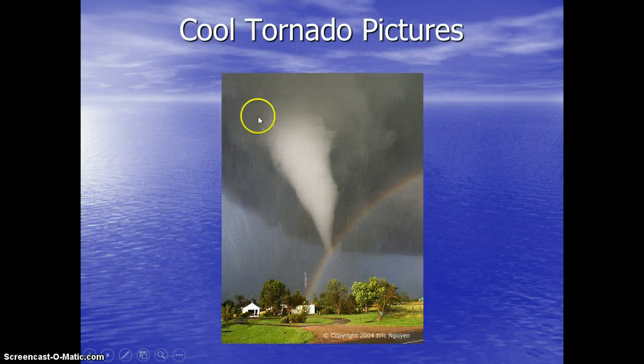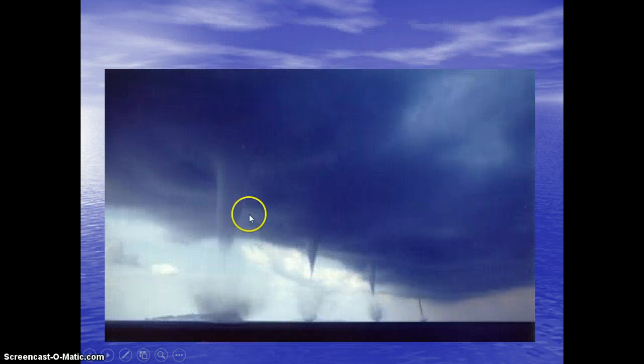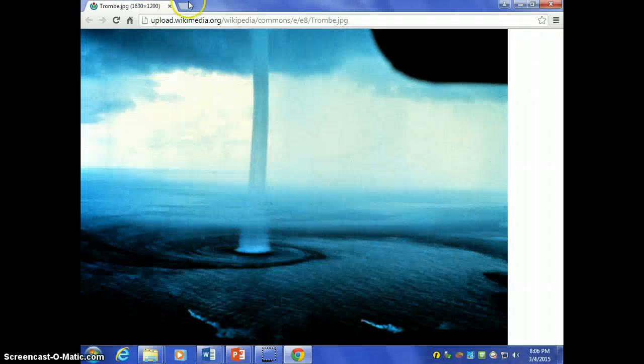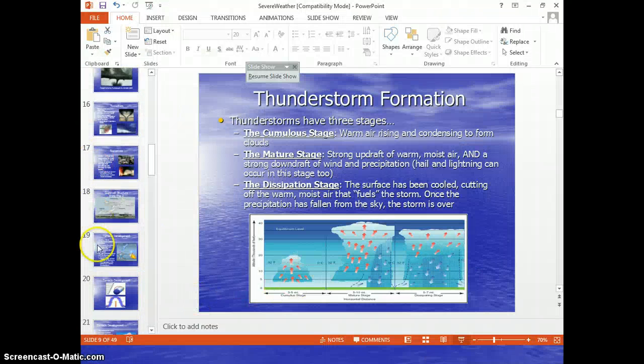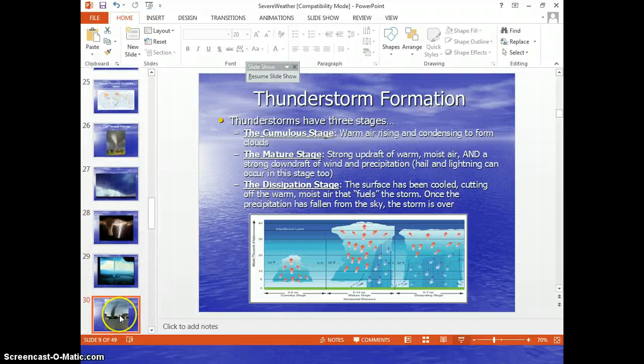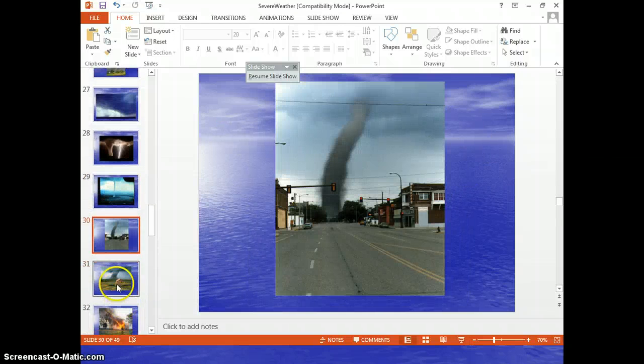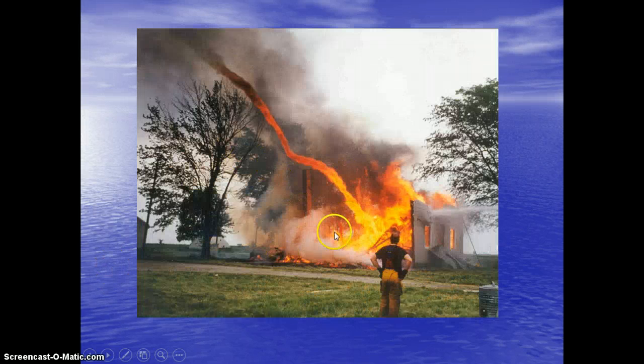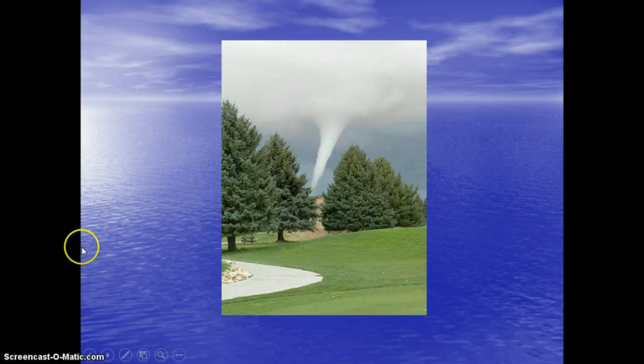All right, cool picture of tornadoes. Kind of like this one with a rainbow. The 1, 2, 3 vortices. That's a cool one. Lightning right next to the tornado. I like that one. These are called water spouts when they happen over the water. All right. Here's one over the middle of a town. That's a really big tornado there. Here's one during a fire. That's kind of neat. Here's one on a golf course.